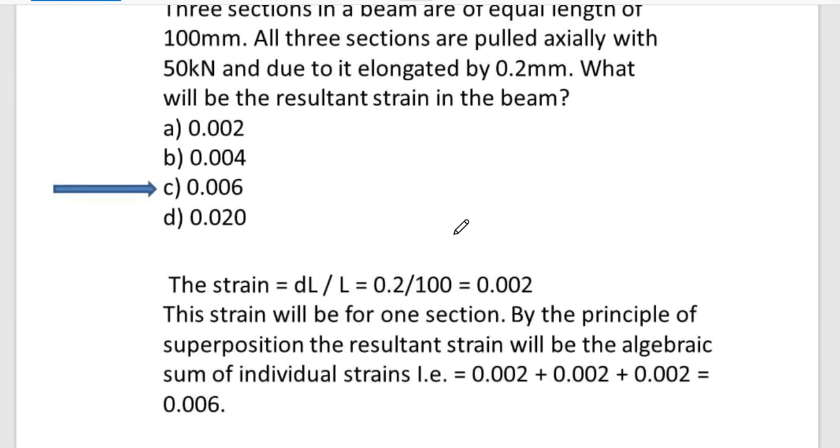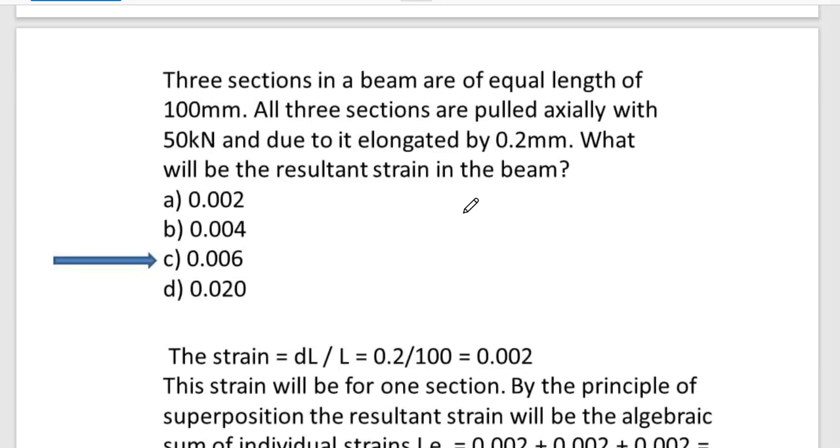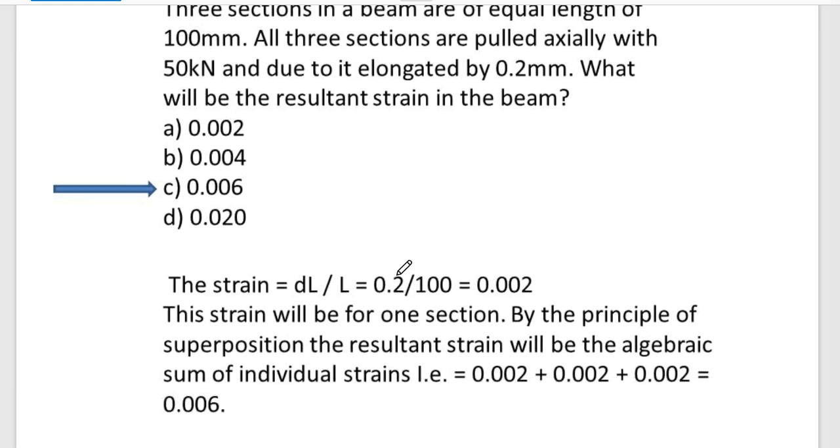Next, question number 48. 3 sections in a beam of equal length of 100 mm. All 3 sections are pulled axially with 50 kN and due to it elongate by 0.2. What will be the resultant strain? So strain is nothing but delta L by L. So 0.2 divided by L, which is 100, right? So 0.002. This strain is only for one section, but we have to apply the principle of superposition because we have 3 individual strains. We have to take the algebraic sum of 0.002, 0.002, 0.002. We will get 0.006. Option C is correct.